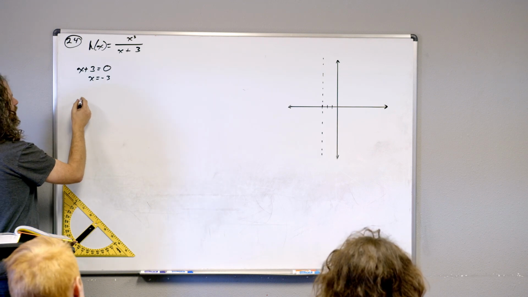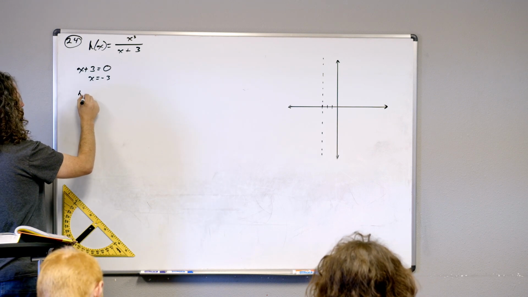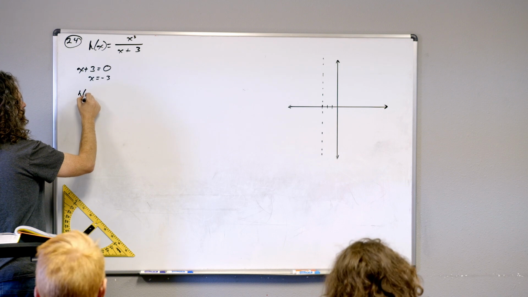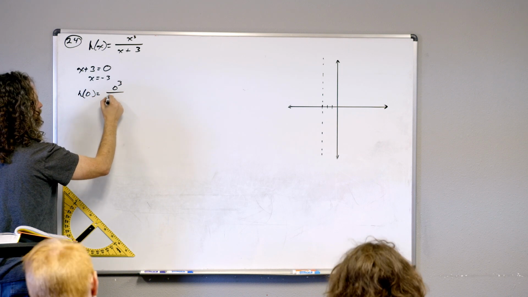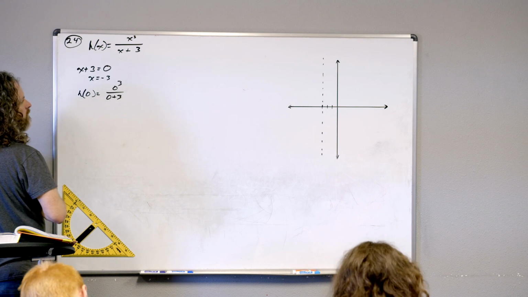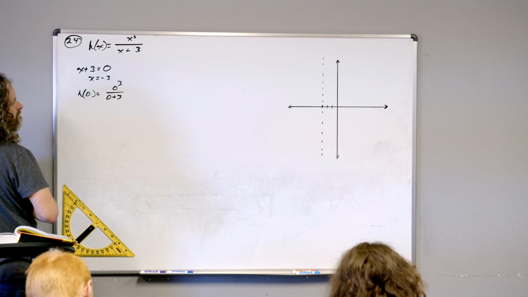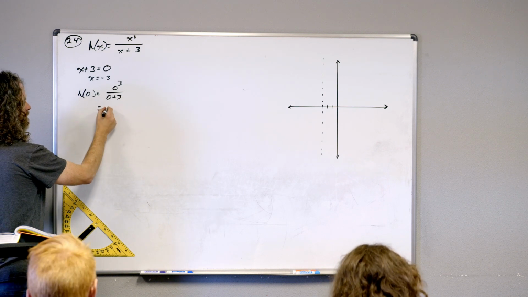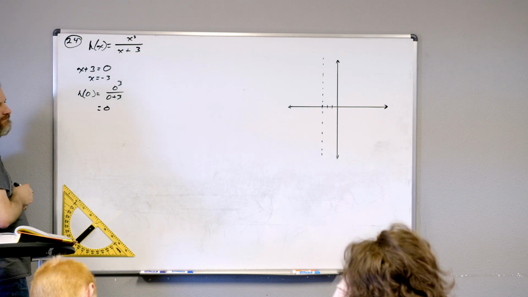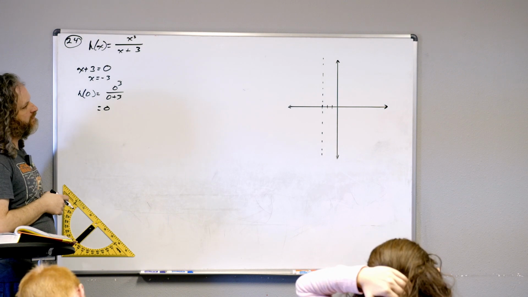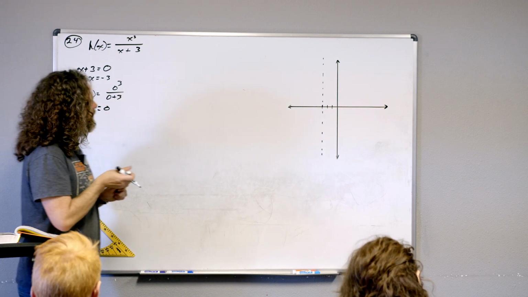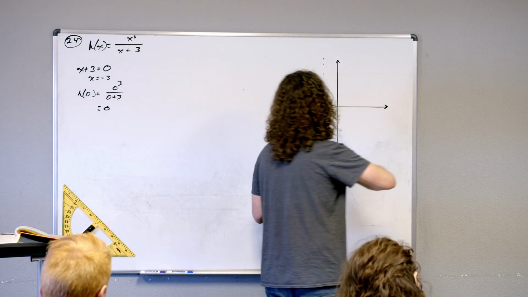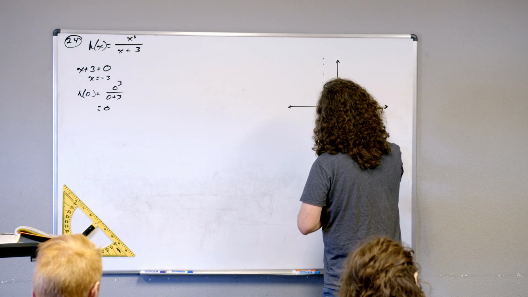So let's do the y-intercept. Oh, it's a 0. And this is the y one, right? 0 cubed is 0, and so it's 0. So we can go ahead and put a dot at 0, 0. Nice.